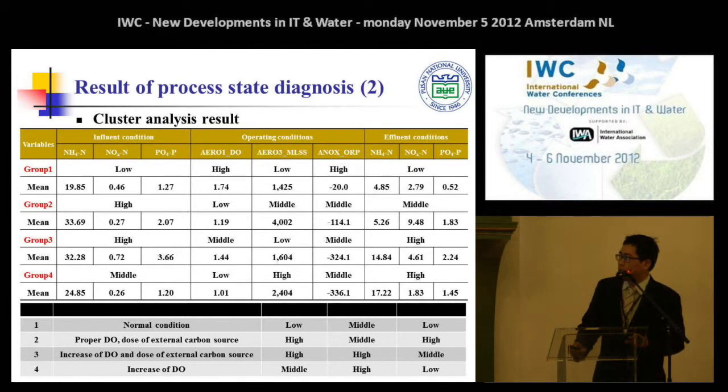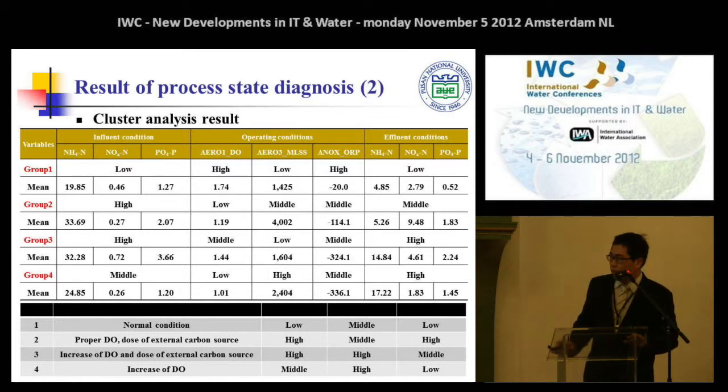As a result of cluster analysis, the original data sets could be classified into 4 groups. This table shows the qualitative information for each group. And this table summarizes the characteristics and the state of influent loading. I'm not showing these tables. Influent loading, and influent and effluent ammonia and NOx in effluent.